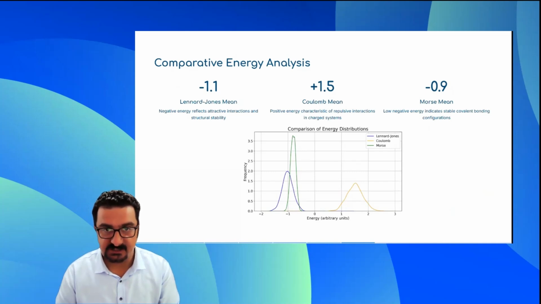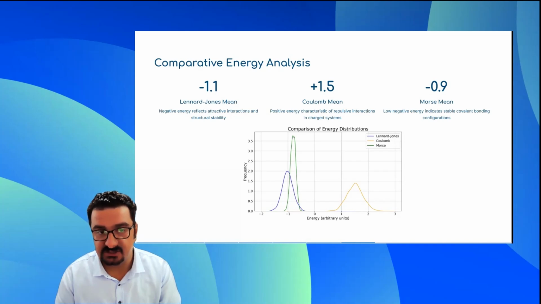The difference in energy distributions across the three potentials arises from the fundamental nature of the interactions they model. Lennard-Jones and Morse potentials both include attractive components that stabilize the atomic configurations, leading to negative mean energies and narrow distributions. These potentials favor configurations near equilibrium distances, where the system is energetically minimized, resulting in tightly clustered energy values.